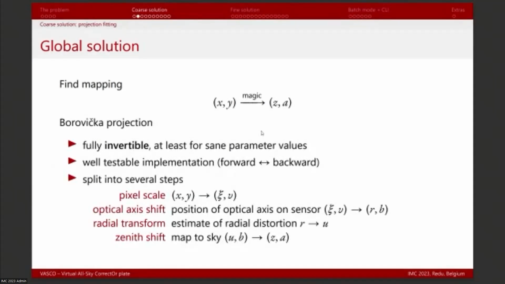One very good solution, probably the simplest complete one, is the Borovička projection, which is also fully invertible, which means we can go also the other way around, at least for the values of parameters that are useful for an actual optical system. This also means we can test it very well by projecting forward and backward, and we are also able to split the whole thing into several steps, which are not very important.